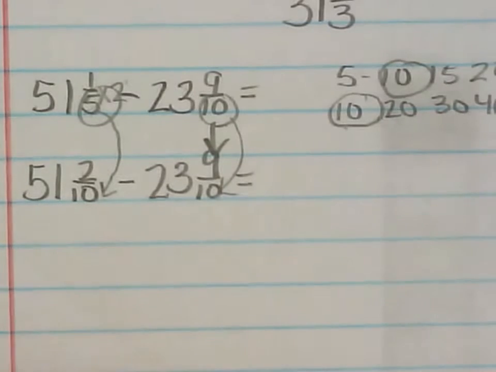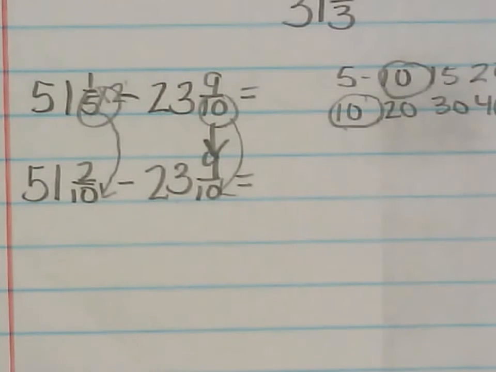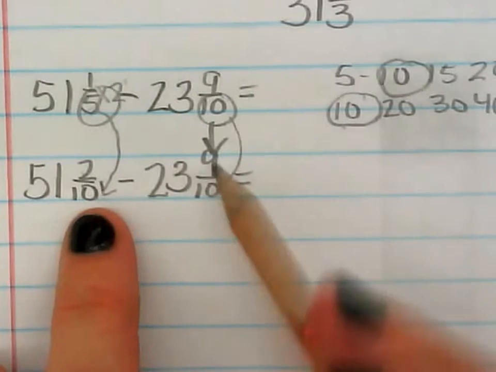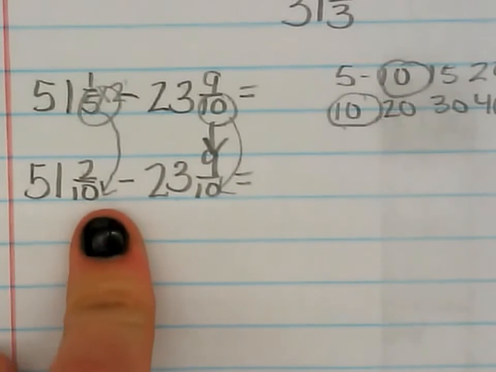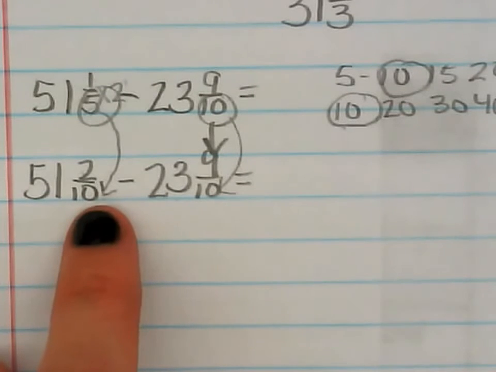Now, the reason why we start with our fraction part first is because it has the least value, the same as we would go from our ones to our tenths to our hundredths and so on. So again, 2 minus 9. What I notice is that I cannot do 2 minus 9. So what can I do to subtract these?